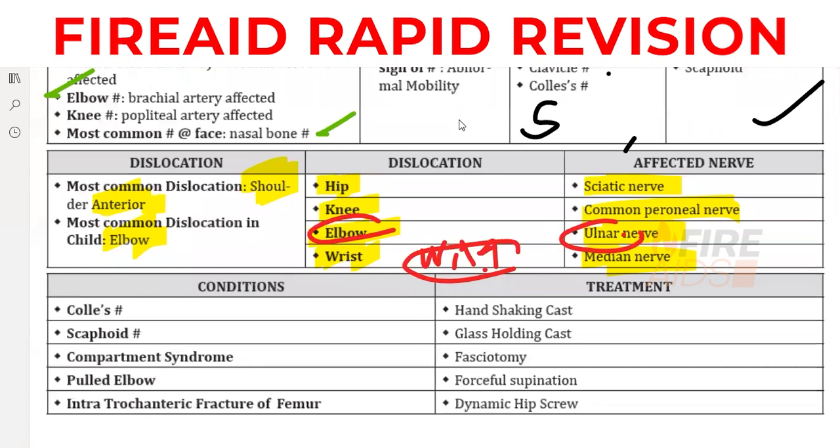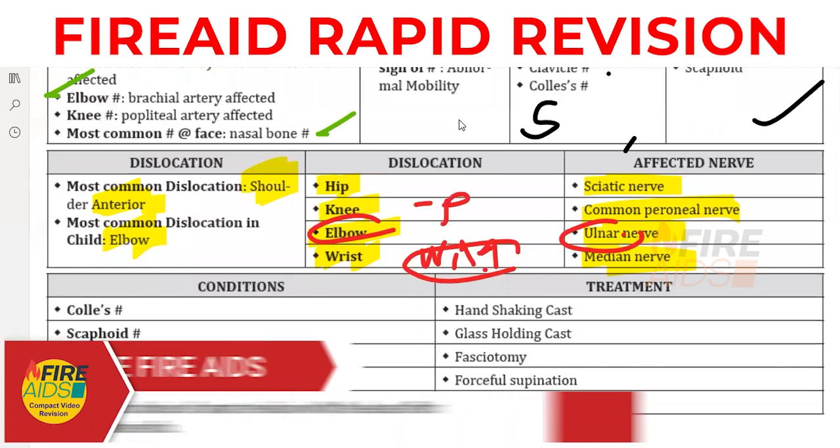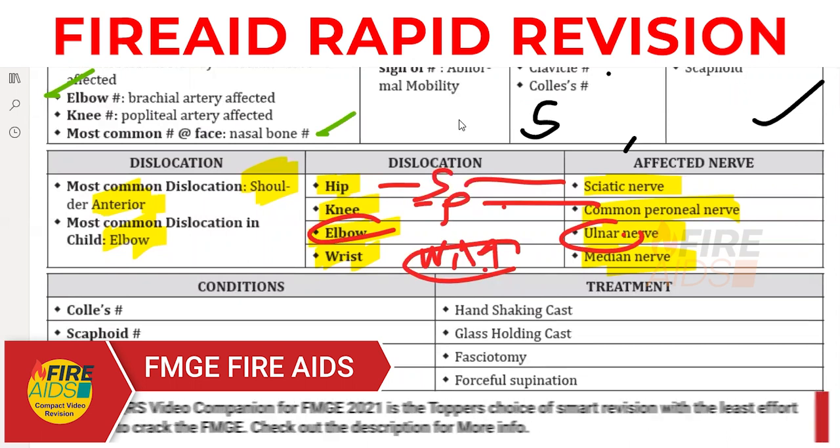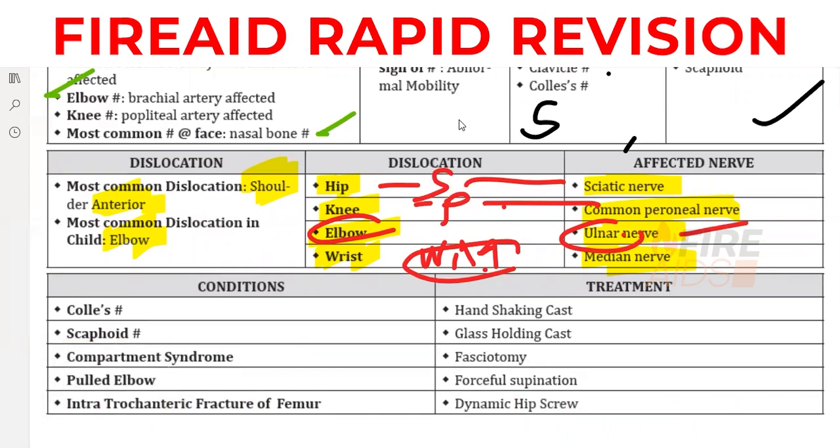For the knee, remember the popliteal fossa is present in the knee. So P for popliteal fossa, P for peroneal nerve. For the hip, remember the sacrum is present in the hip area. So S for sacrum, S for sciatic nerve. And elbow, by the process of exclusion, is going to be the ulnar nerve.